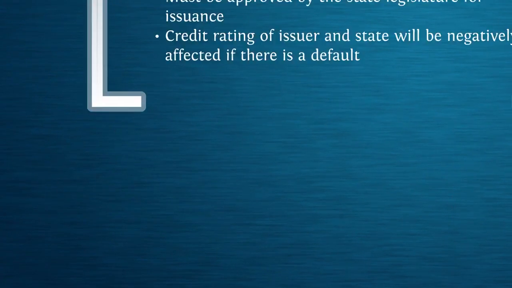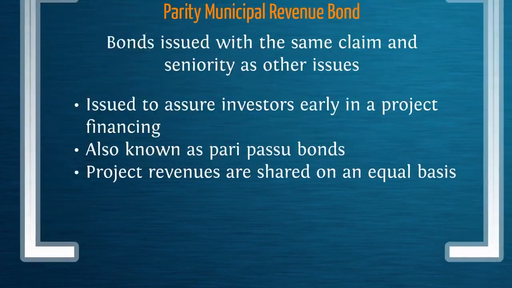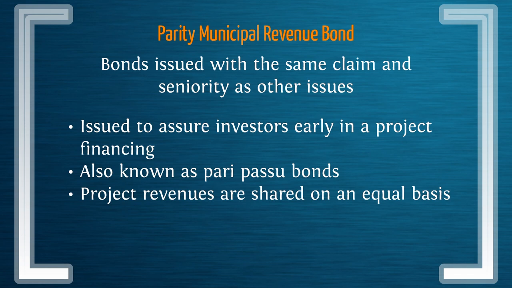A moral obligation revenue bond also has different backers, but they're different legal entities. So a city might issue a bond that has some implicit backing from the state as well. This must be approved by the state legislature before it's issued, and the credit rating of the issuer, the city, county, or local government, and the state would be negatively affected if there's some kind of default. But the main idea is that both are pretty much on the hook for meeting the obligations of this bond. There's a parity municipal revenue bond.